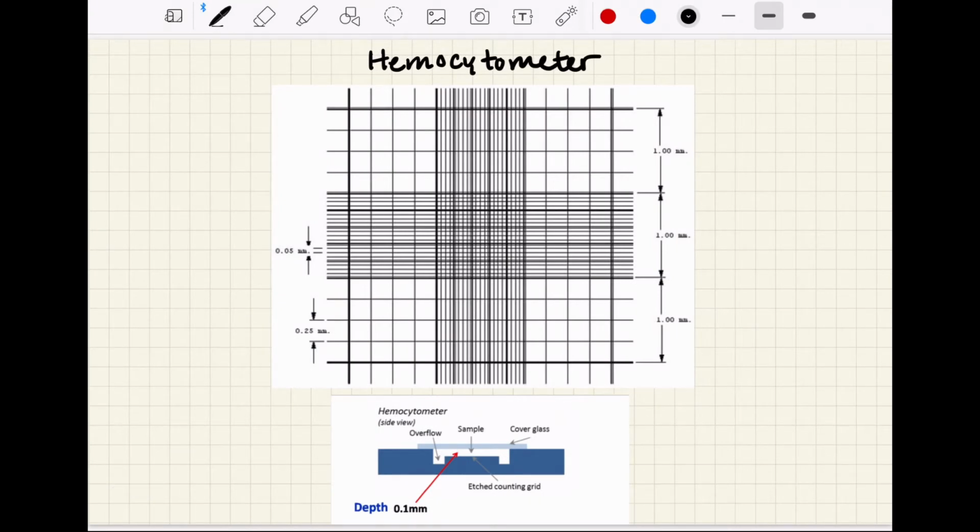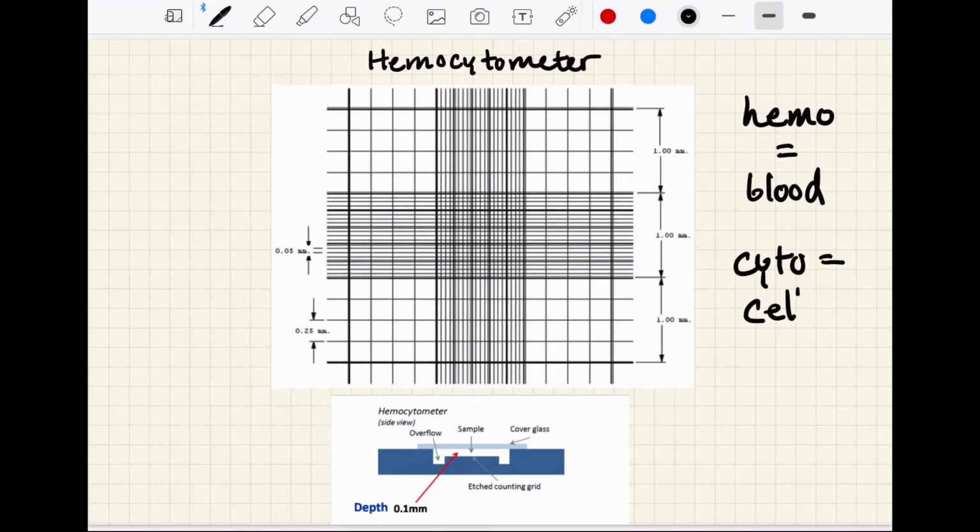So today we're going to look at one way of actually quantifying the number of yeast cells per milliliter of wine. This requires a microscope and a special slide called a hemocytometer. It was originally developed to count red blood cells, so hemo equals blood, cyto equals cells, and meter equals count or counting.